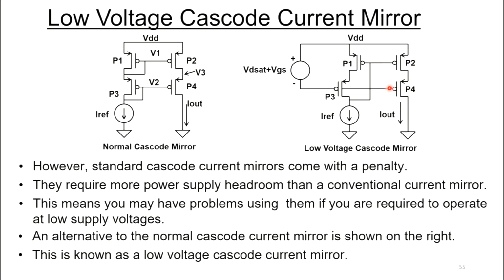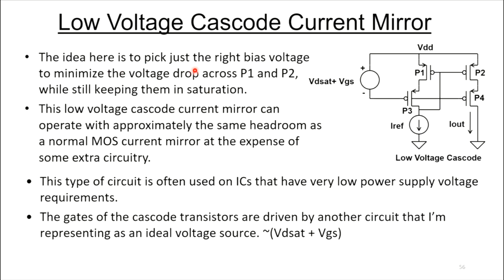This is called a low voltage cascode, and you bias this up so that, let's go to the next slide. The idea here is you're going to try to pick the right bias voltage to minimize the drops across P1 and P2 so that they're just barely in saturation. And you do that by creating a source here that's VDS plus VGS. It's kind of hard to see, but you come down by VDS plus VGS, go up 1 VGS, that leaves VDS sat across these devices, which is the minimum voltage you can go to and still keep these devices saturated.